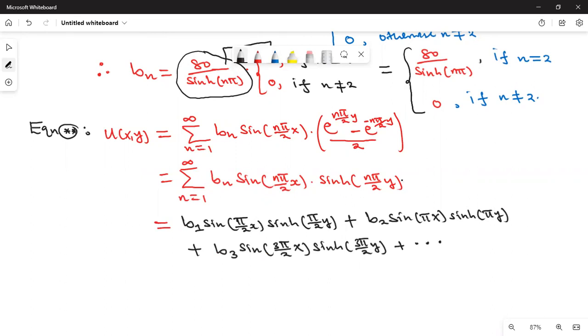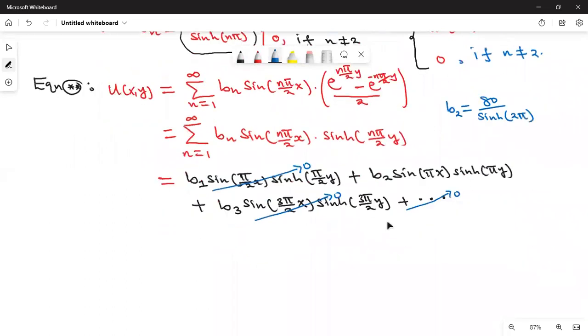terms up to infinity. But we said b1 is 0, so I expect all of this to vanish. This is 0 because b1 is 0. b3 is 0, and even the other terms which remain will be zeros, except b2. What did we say b2 is? Check. When n is 2, b2 should be 80 over sine hyperbolic of 2 pi. So where there's b2, we put that.